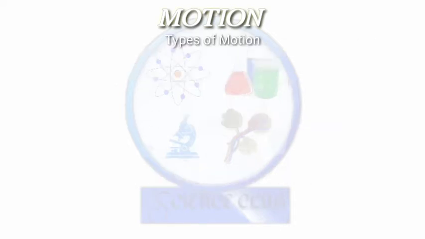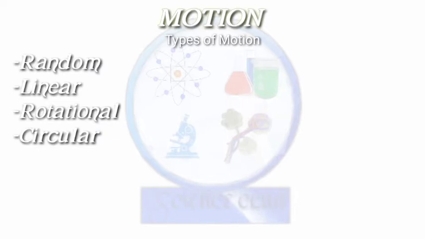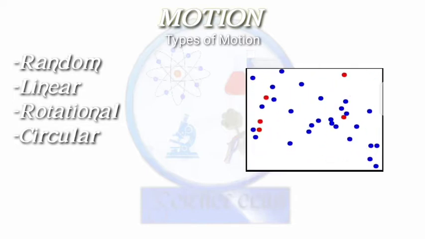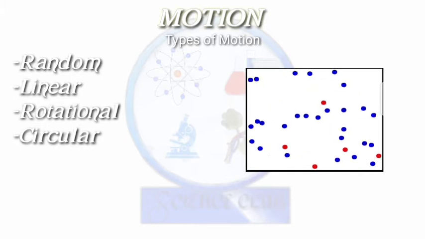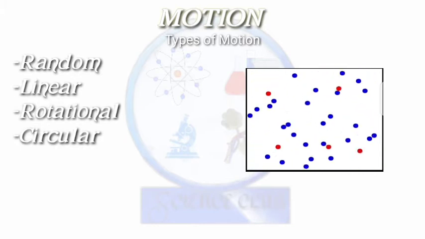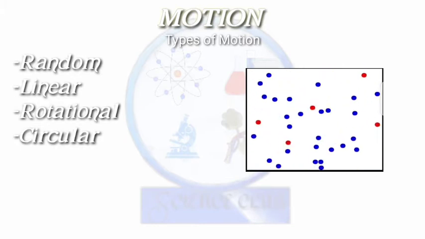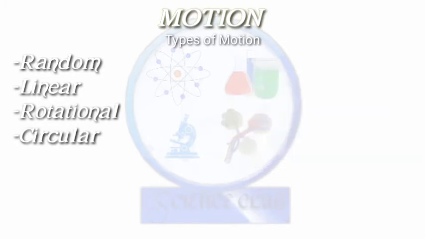Types of motion. Random motion is the irregular or disorderly movement of an object. Example is the Brownian movement, that is the motion of gas particles, smoke particles suspended in air, and various particles in water. Linear motion.